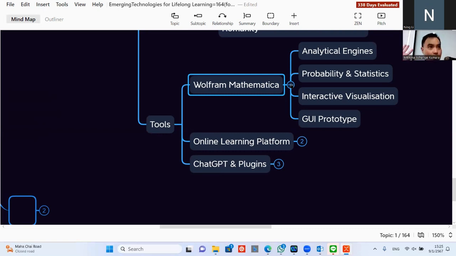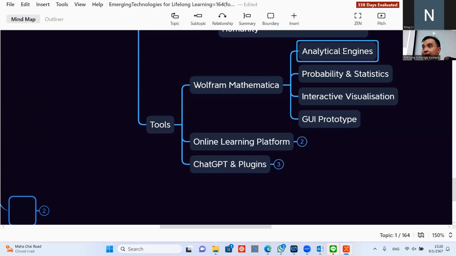Now, there are rare occasions when you will actually need to solve an analytical relationship. But just so you know, it's there. It's powerful. Okay? And so there's an analytical engine. This is something that you can't do with Python. You can do numerical integration. You can do analytical calculus. Okay?